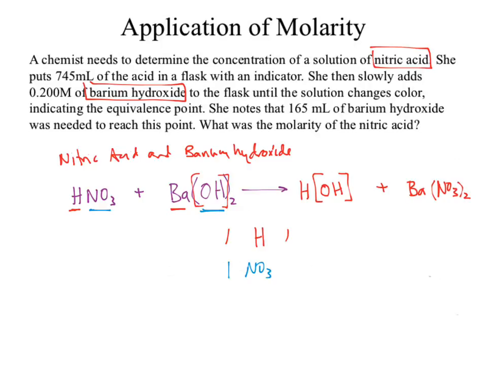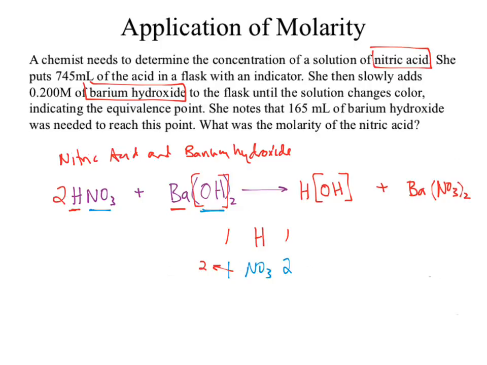1. The 3 is part of what makes it nitrate. How many nitrates on the right? 2. Is it balanced? No. What do you do to fix it? I need to put a 2 as a coefficient. That nitrate now becomes 2. Is my nitrate balanced? Yes.